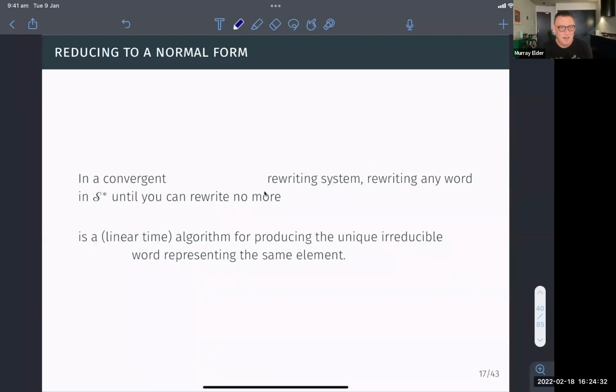So this is a little bit more about rewriting systems. In a convergent rewriting system, rewriting any word in S star until you can't do anything else is a linear time algorithm for producing the unique irreducible word representing an element, because of convergence. And if I throw one more thing in, if it's a convergent length reducing system, then at the end you're going to get a unique geodesic word representing the elements. Okay.